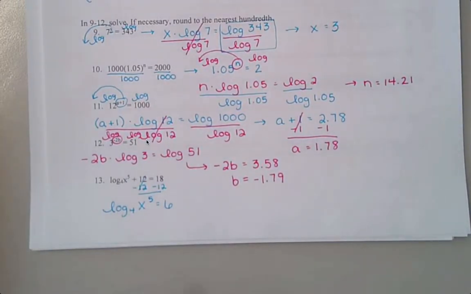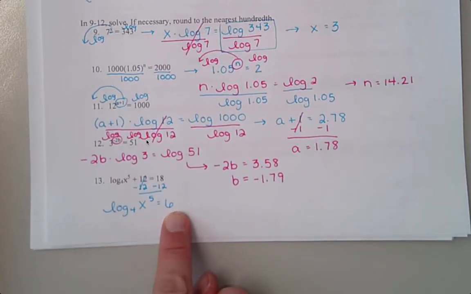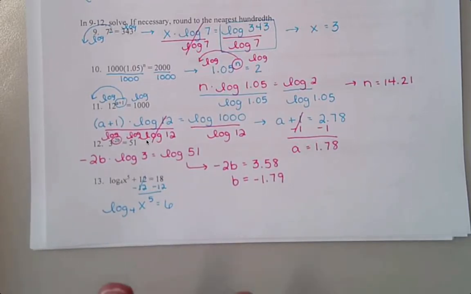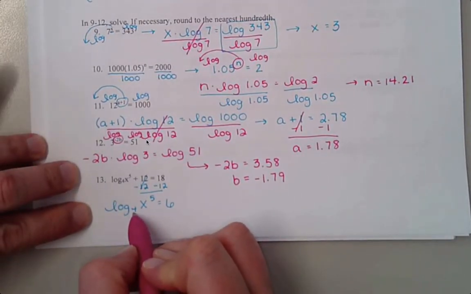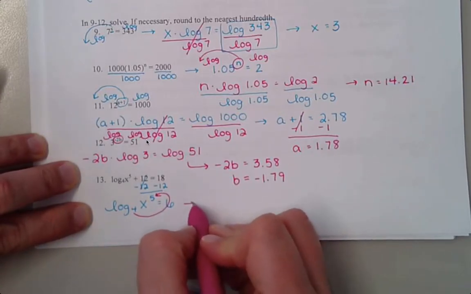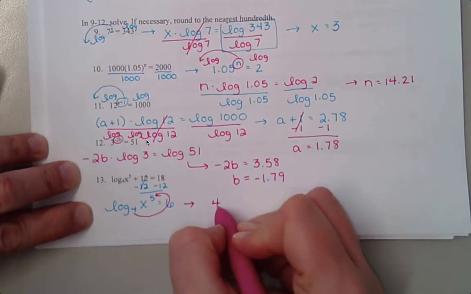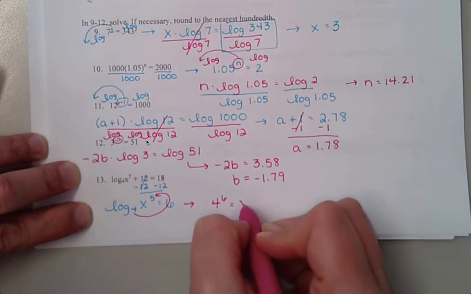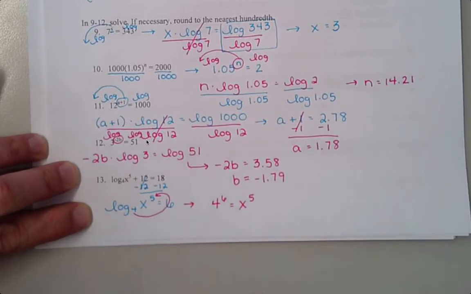Now, from here, I have a log on one side and no log on the other. All right, if I had 2 logs, I might approach this differently. But with only 1, the easiest thing to do from here is to spin this thing around and to put it back in exponential form. So that's going to look like this. 4 to the 6th power equals x to the 5th.